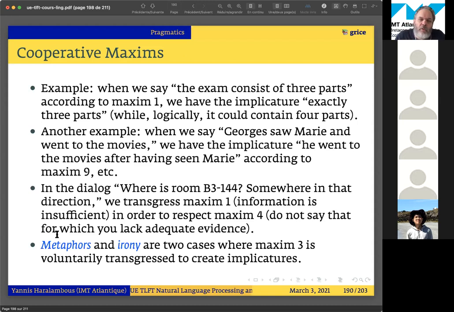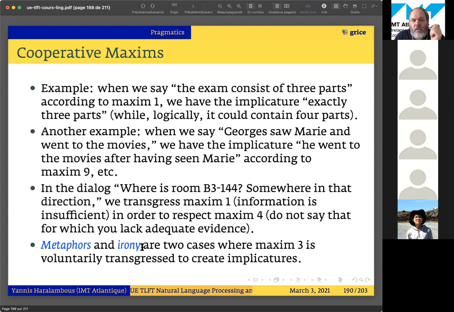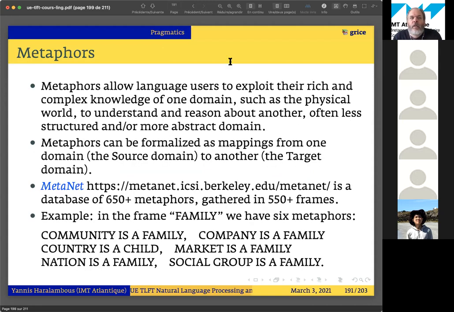Now we have two phenomena called metaphor and irony, in which maxim number 3 is voluntarily transgressed. So maxim number 3 is, do not say something that you know or believe to be false. We do this in two cases, in metaphor and irony. So what is metaphor? Metaphor is exploiting analogy, exploiting the knowledge we have of a domain to understand and to reason about another domain.